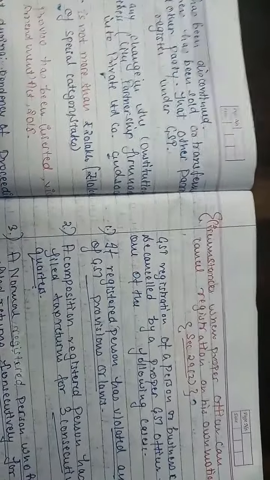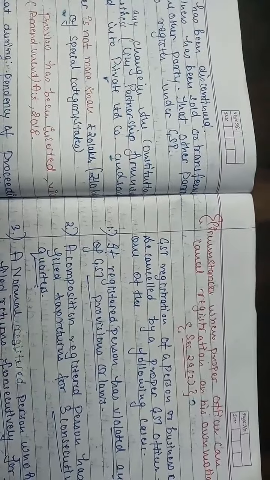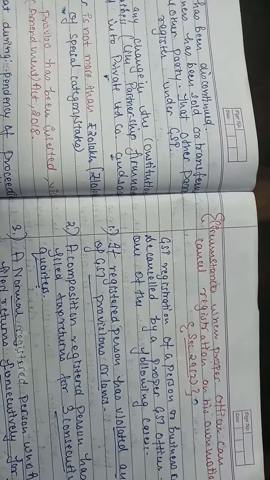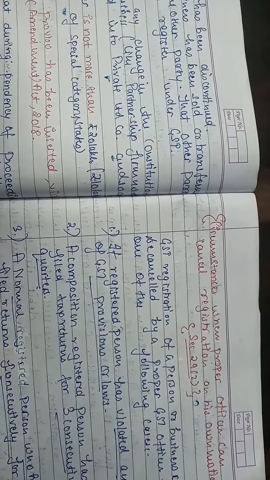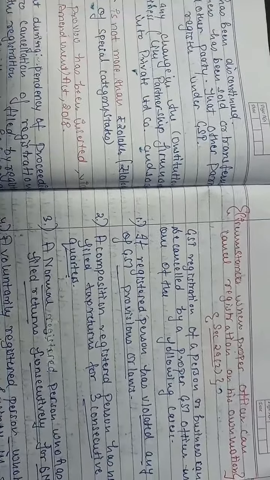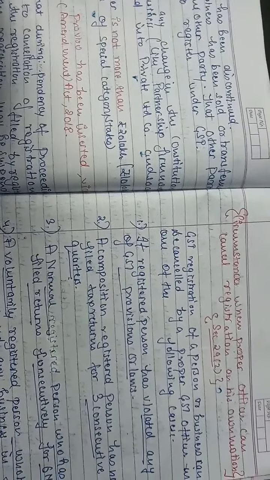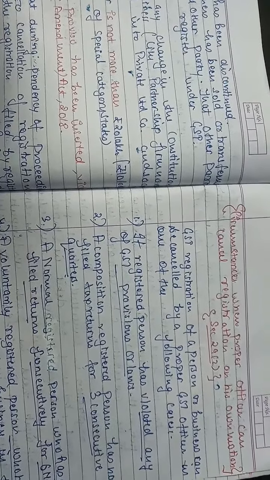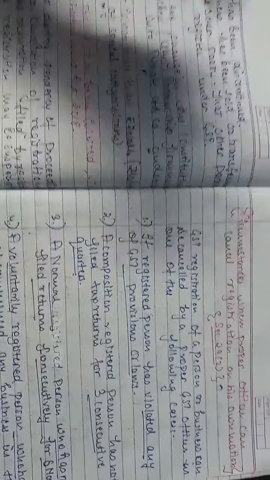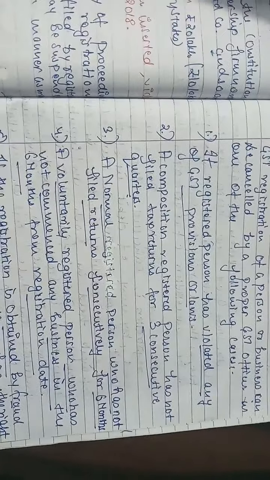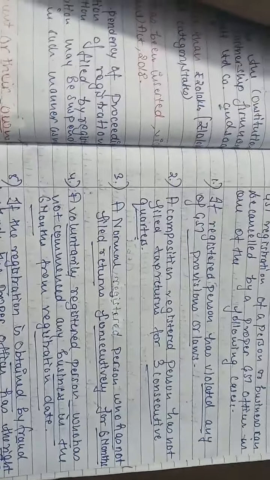Here are the circumstances where the proper officer can cancel registration on his own motion, and it is section 29 subsection 2. The GST registration of a person or business can be cancelled by a proper GST officer in one of the following cases. First, if the registered person has violated any GST provisions or laws, or the composition registered person has not filed tax returns for 3 consecutive quarters.